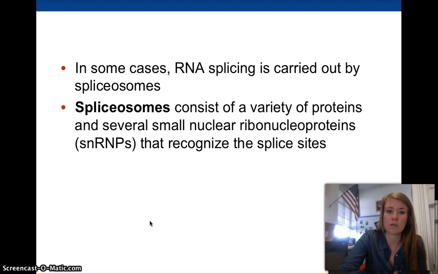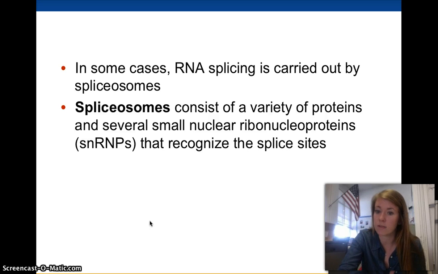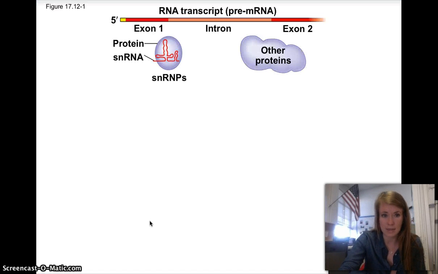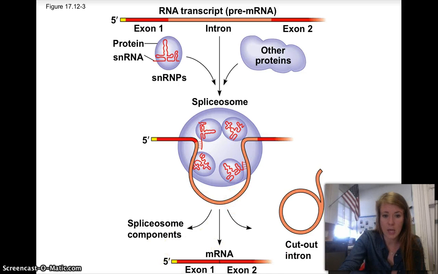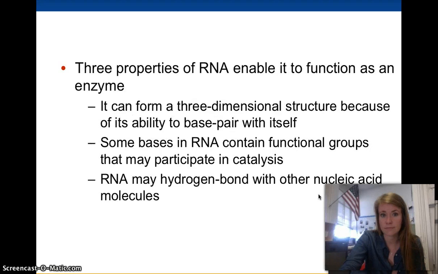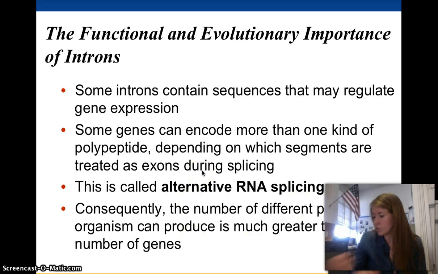This is done by a molecule called a spliceosome. You don't need to know more details than that about it, but just know that spliceosomes splice out the introns and seal the exons back together. So here's our intron of our pre-mRNA. The spliceosome comes along, cuts out the intron, and we're left with our mature mRNA. And our intron we don't need anymore. And that's all you need to know. Oh, just kidding.